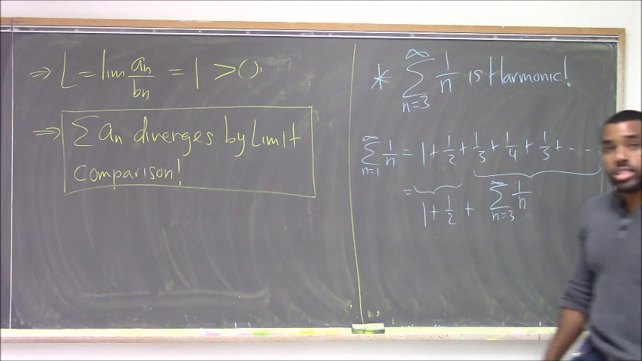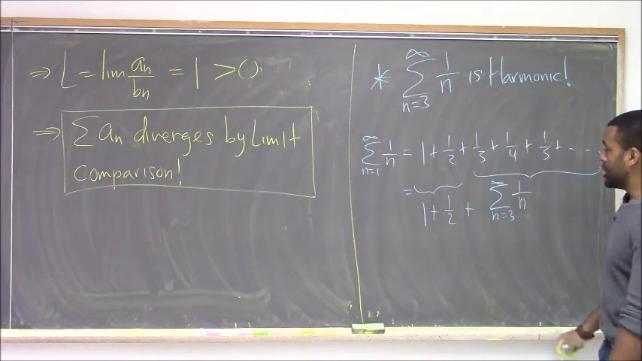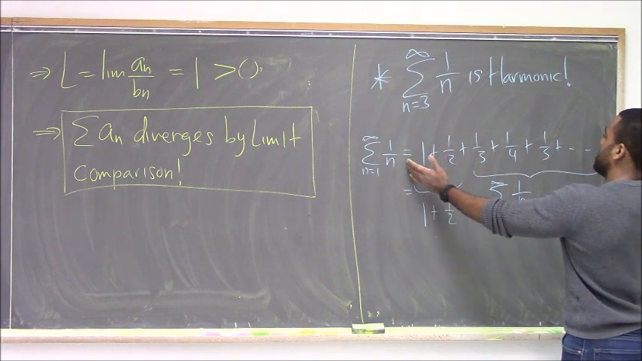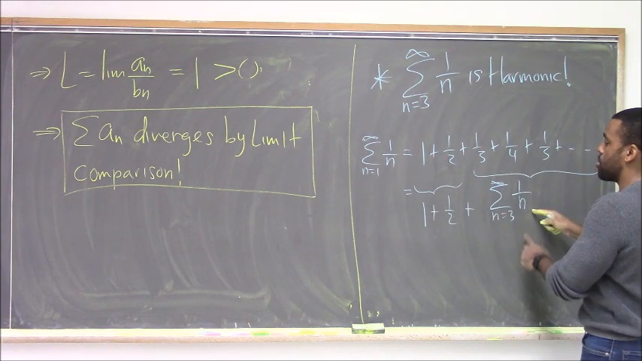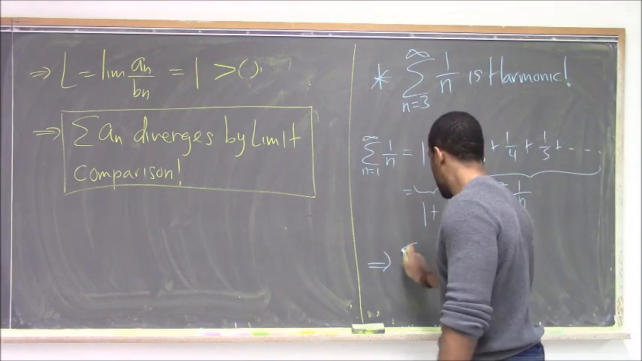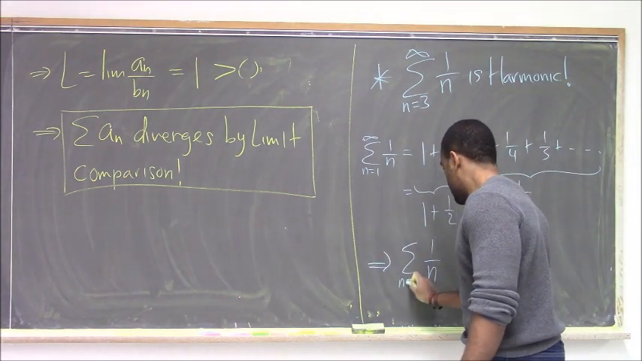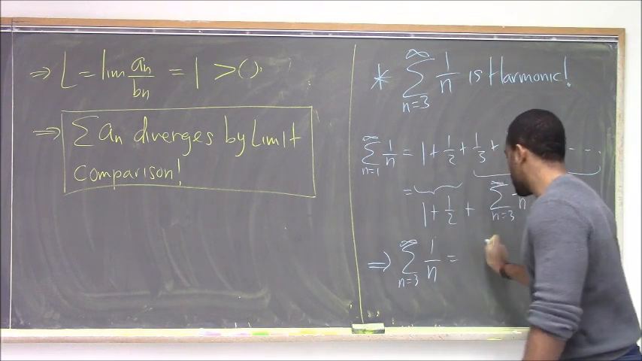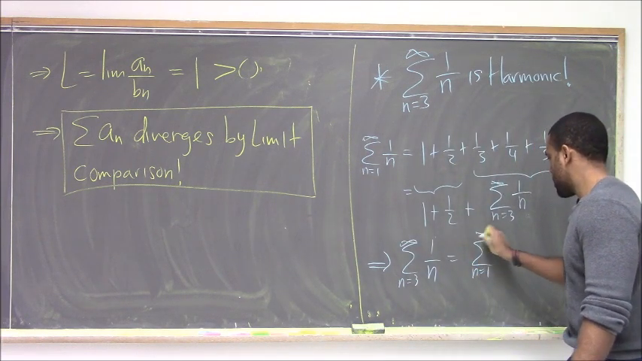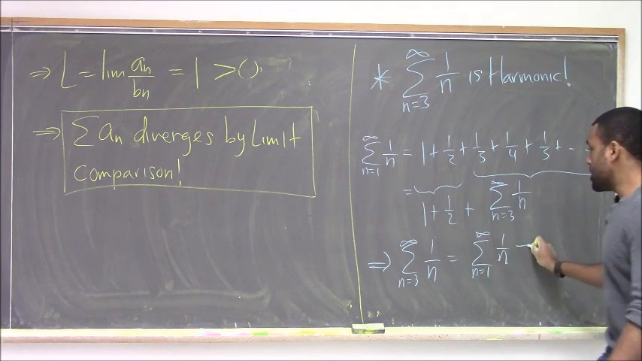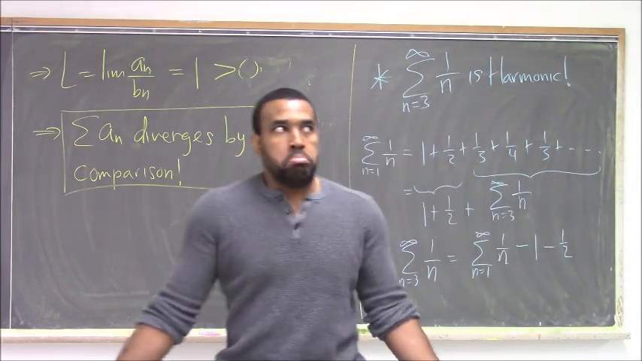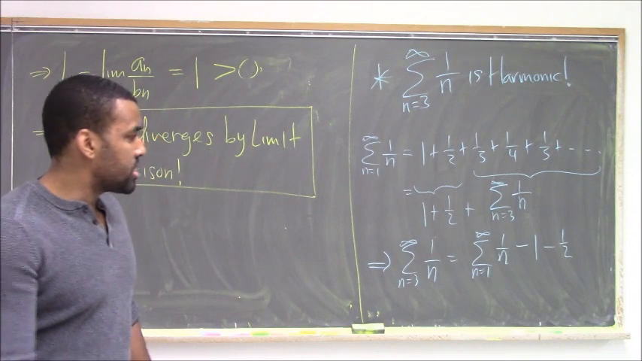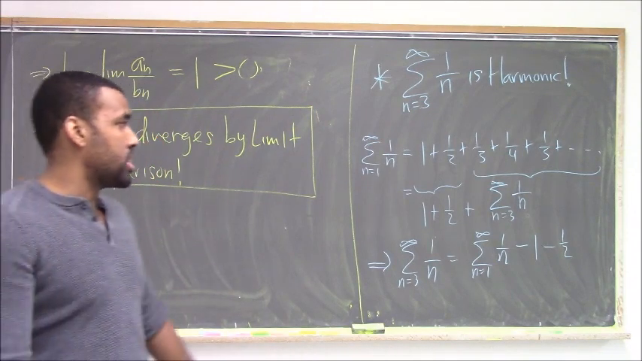Now, we know that the harmonic series adds up to infinity. So if this is infinity, essentially what this guy is, 1 over n with n starting from 3 to infinity, is really just the harmonic series, subtracting 1 and subtracting a half. But we know that the harmonic series adds up to infinity, so if I subtract 1 and a half, it still adds up to infinity. It has the same exact behavior as a harmonic series.